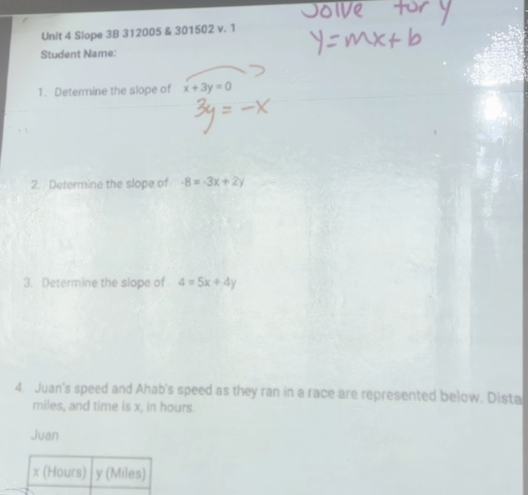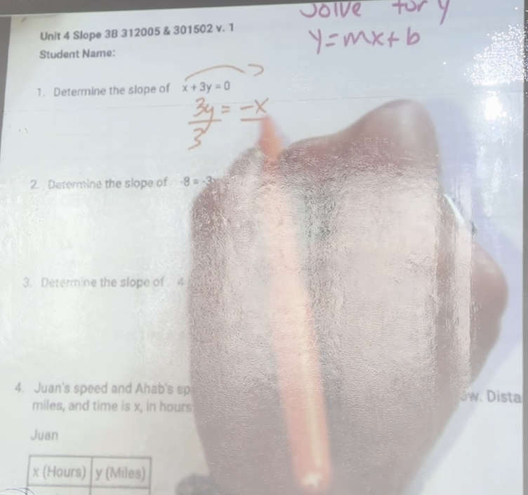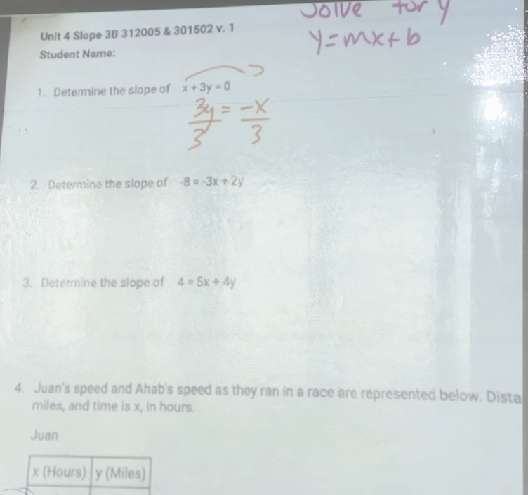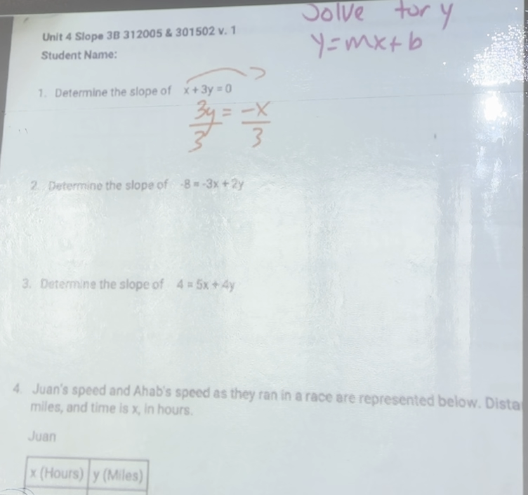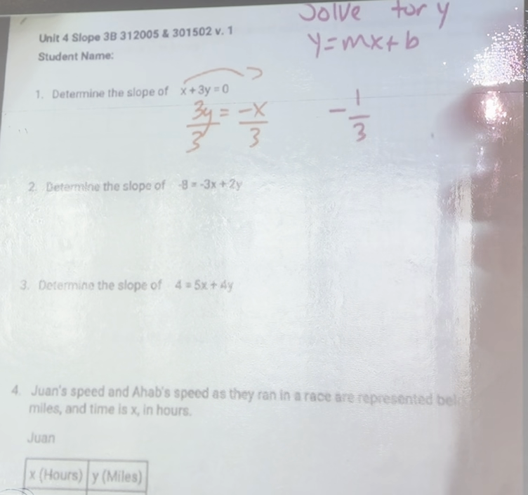Now what? We have five. We're solving for y, so you have to get rid of the number in front of y. Opposite of multiplication is division. And so what's my slope? Negative. When there's not a number, what's the number? 1 over 3. That's your slope.